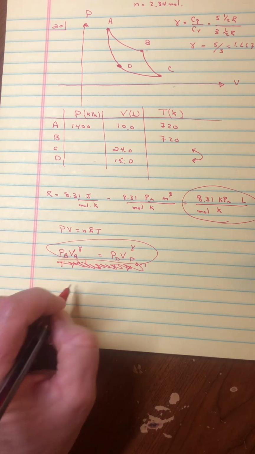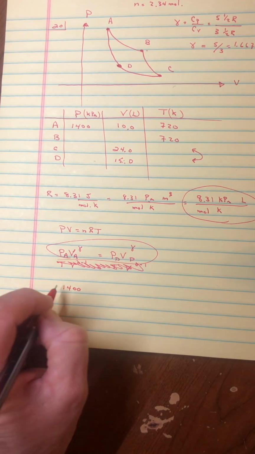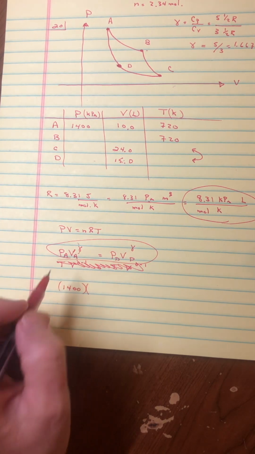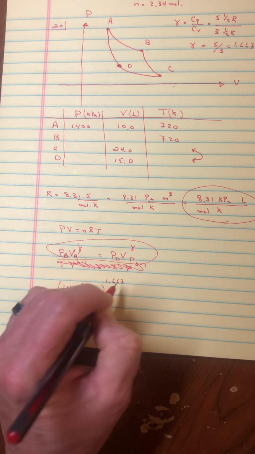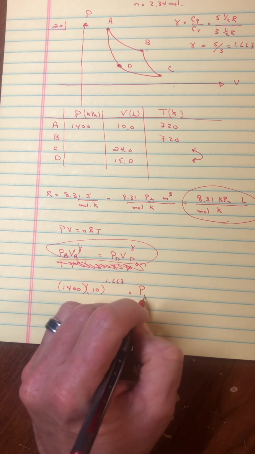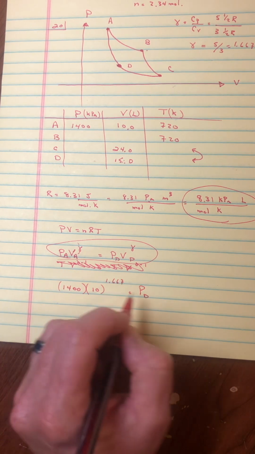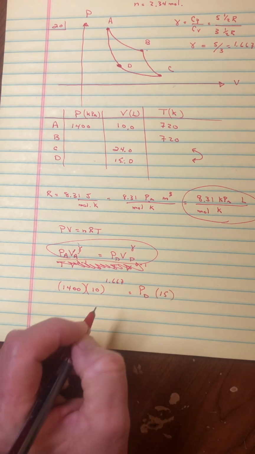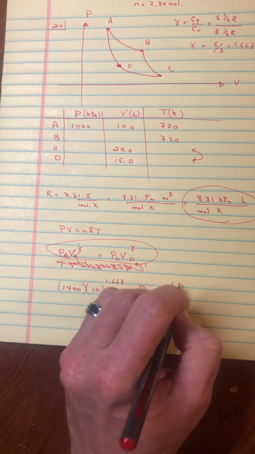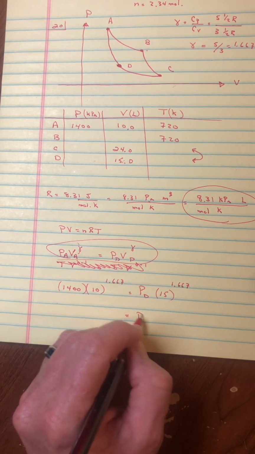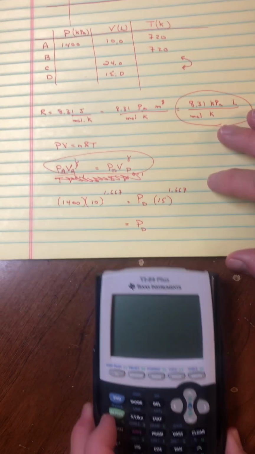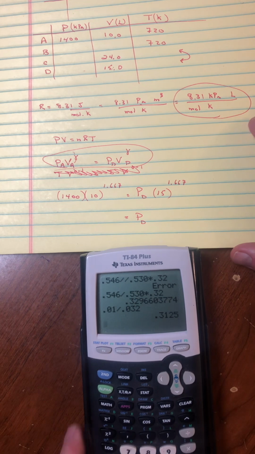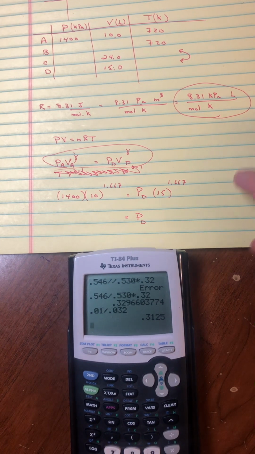So I could take the pressure, 1,400 kilopascals at A, and multiply by the volume of 10 raised to a power of 1.667, and then leave this as the unknown pressure at D, and then the volume is 15 raised to 1.667. And then this will give me a chance to calculate what is the pressure at point D.